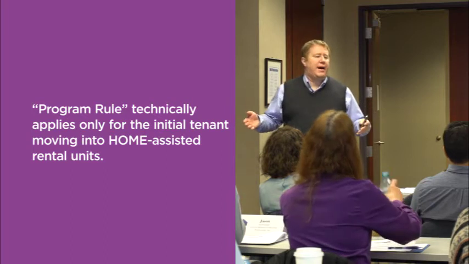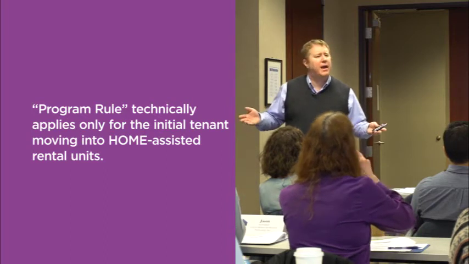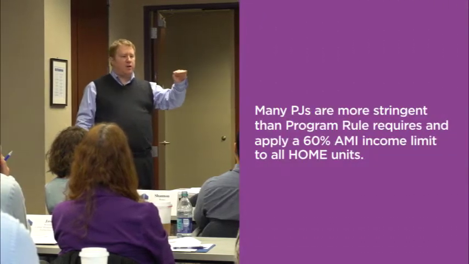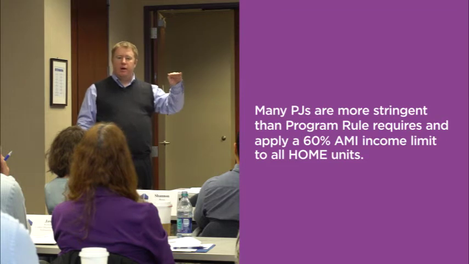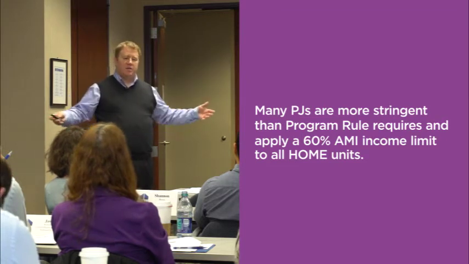So PJs are like, how do I manage that? If I let this project do 80 and this project do 100, it becomes really hard. So what most PJs do as a matter of practice is simply say to all of their owners, you will rent the first unit every time to somebody at 60% of the area median income and below. And now the program rule is going to take care of itself, because all of those projects that roll up together have to collectively satisfy the program rule.